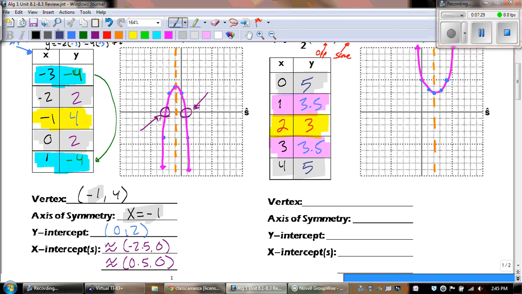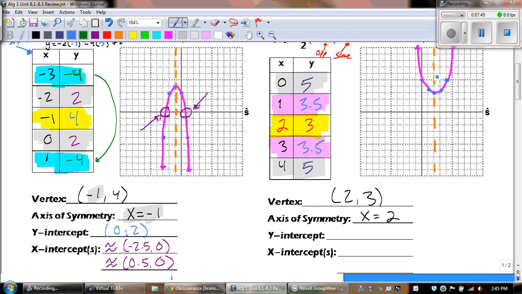Vertex. Vertex, you should know that. We did that right away. The vertex is that middle point. So in this case, it's (2, 3). Our axis of symmetry, we steal the x point, and that is our equation, x equals 2.